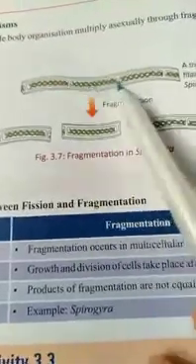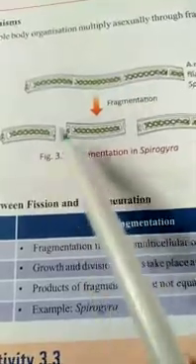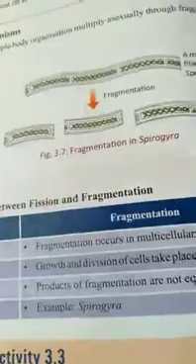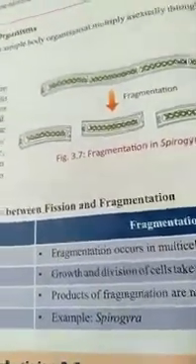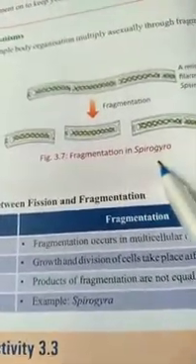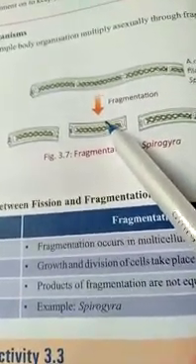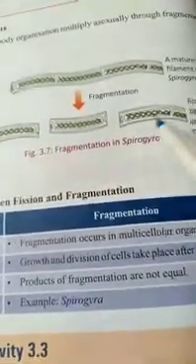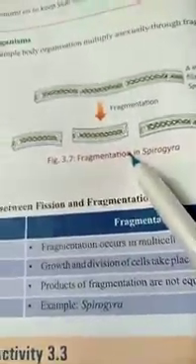See, this is the mother Spirogyra or parent Spirogyra. It splits into three different fragments, and from each fragment new Spirogyra will form. Clear? So this is about the fragmentation procedure in Spirogyra. It means simply the mother organism will be split up into two or more fragments, and from each fragment new individuals will grow after maturation. This is the simple procedure of fragmentation.